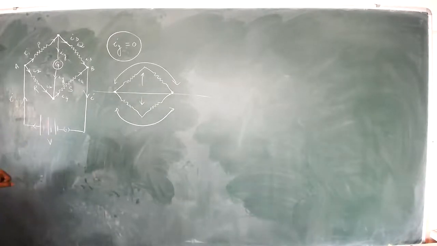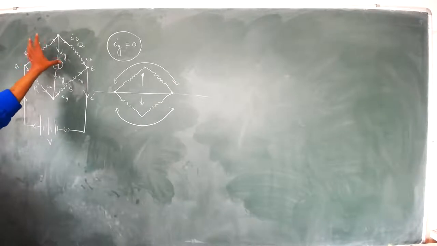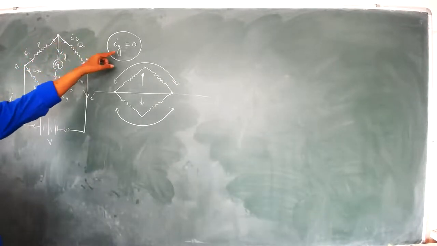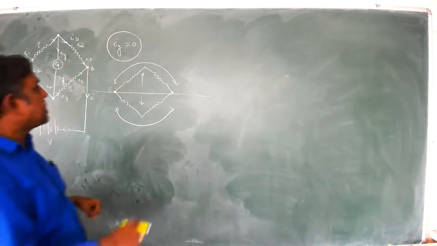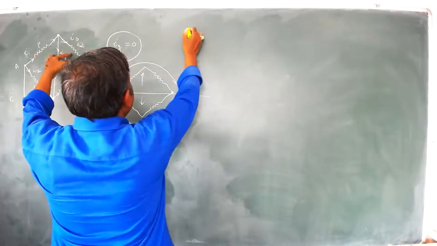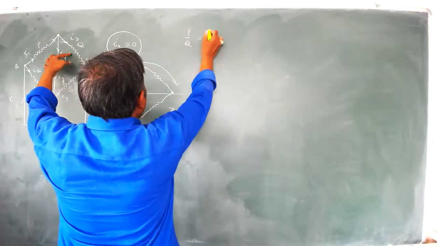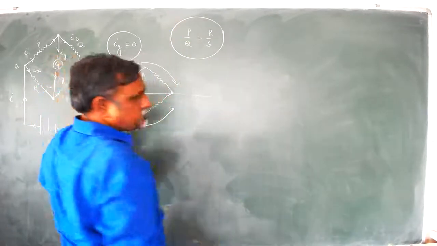But if it is not balanced... Balanced means what? When will the current passing through the galvanometer be zero? The current passing through the galvanometer will be zero when the ratio P by Q and R by S becomes equal.